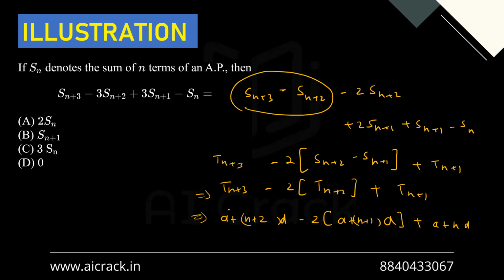Okay. Now I can clearly see that a gets cancelled out from everywhere. So we are left with nd plus 2d minus 2nd minus 2d plus nd. So nd and 2nd get cancelled, and 2d and 2d get cancelled out. So the answer is 0.